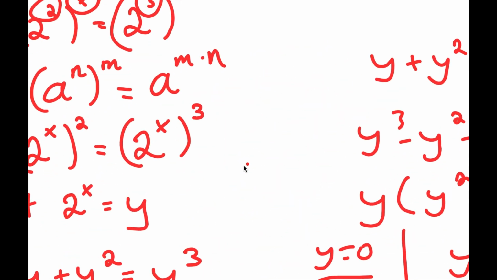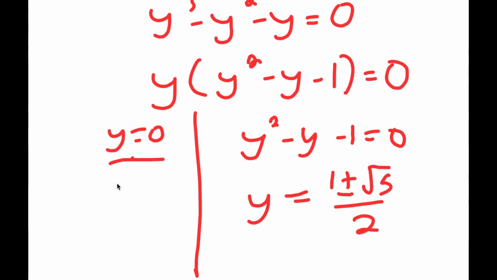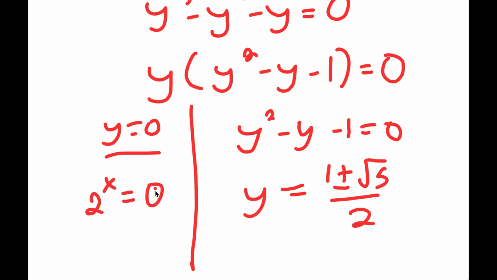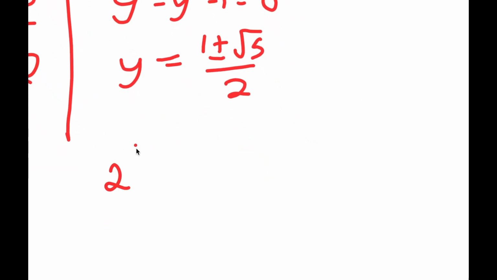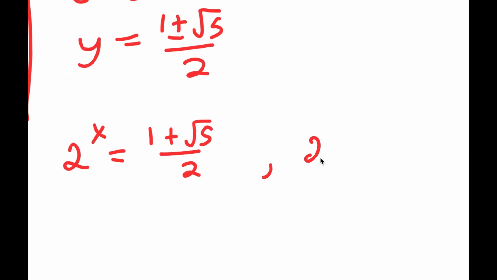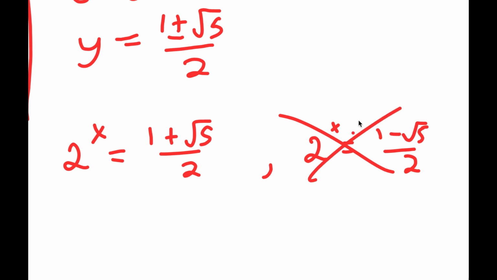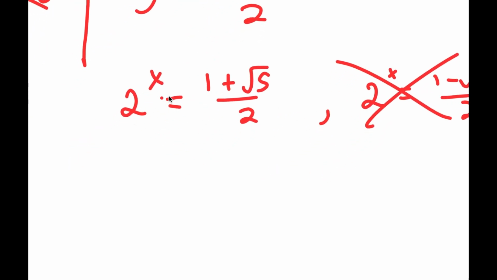So now remember how we let 2 to the power of x equal to y. So first off, we have 2 to the power of x equals 0, and you can't take the power of a number and make it equal to 0, so there's no solution for this. Now we have 2 to the power of x is equal to 1 plus the square root of 5 over 2, and 2 to the power of x is equal to 1 minus the square root of 5 over 2. So first off, 1 minus the square root of 5 is negative, and a negative number divided by 2 is still negative. You can't take the power of a positive number and make it negative, so there's no solution for that. So the only solution that we can find is 2 to the power of x equals 1 plus square root of 5 over 2.